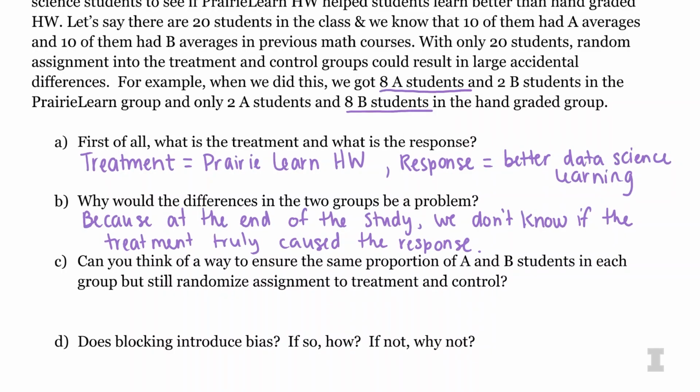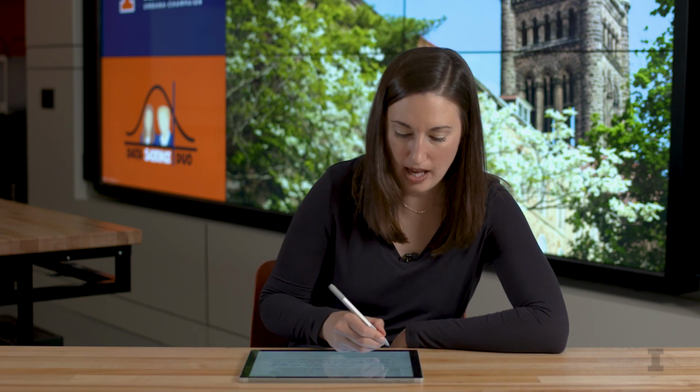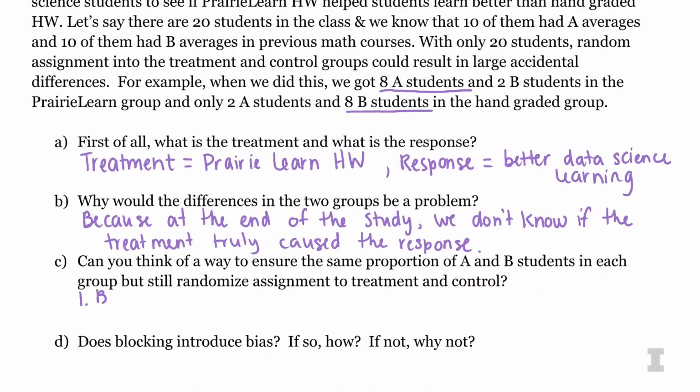So part C says, can you think of a way to ensure the same proportion of A and B students in each group, but still keep that randomization to treatment and control at the end? And this is where blocking comes into play. So basically, we would block first, then randomize. What I mean by block is basically divide the subjects based on their grades.